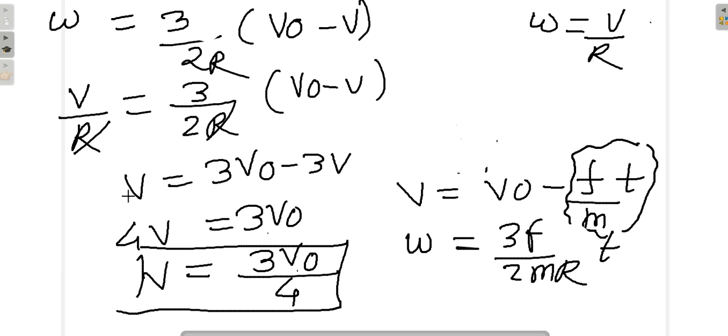This 2 will transfer here. Sorry, it's 5. 2 plus 3 is 5. You can do the math part. Sometimes I tend to make mistakes. This 2 will transfer here, I just forgot that. So 2v equal to 3v naught minus 3v, and the answer is 3v naught upon 5.